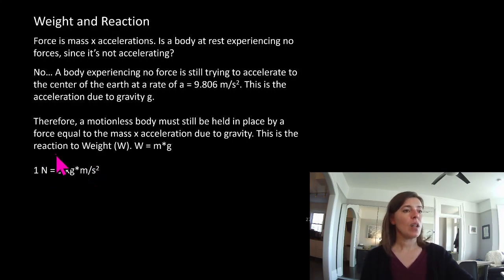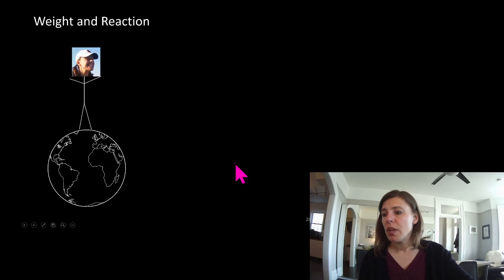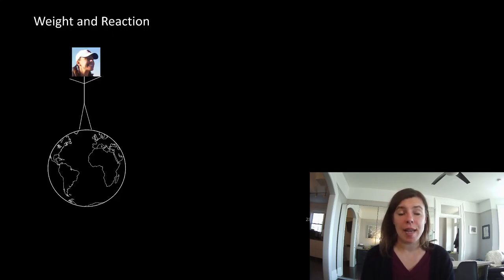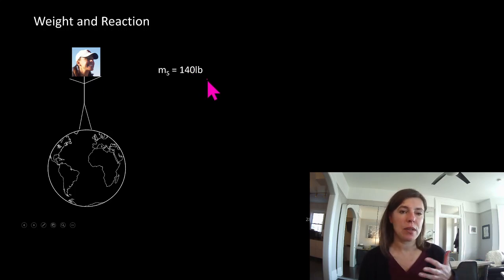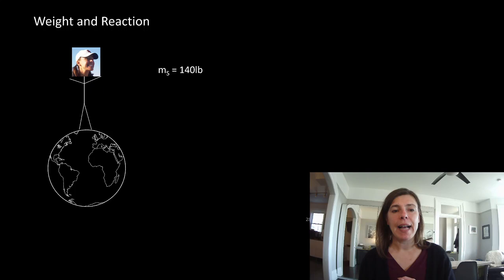So let's do, just for fun, a quick example. I'm not even going to flip the screen. We're just going to keep this one very easy. So imagine Shannon is standing on the Earth. Maybe on this particular day, I weigh 140 pounds. So the mass of Shannon is 140 pounds. We want to know what that is in kilograms because we're going to work in metric here. And so we want to know my mass in kilograms.